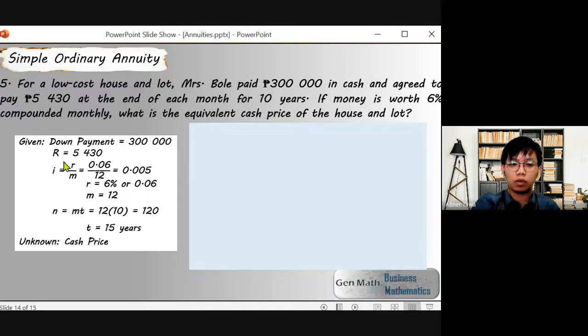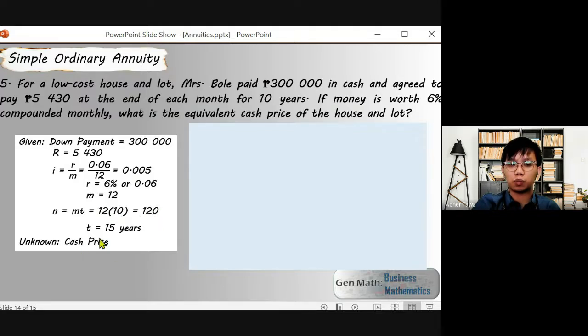Okay. So we have here the value of R is given to be 5,430, and then the value of I will be 0.005 since the nominal rate is 6%, and then the interest is compounded monthly. Therefore, the value of M will be 12. So 0.06 divided by 12 is equal to 0.005. Okay. And then the term of annuity is 10 years, just multiply it to M. 10 times 12 will be 120. That will be the value of N.